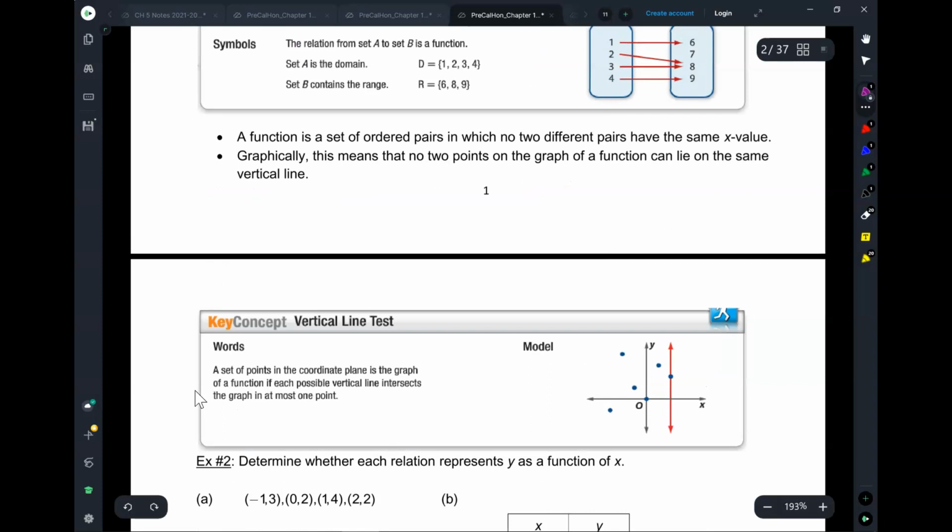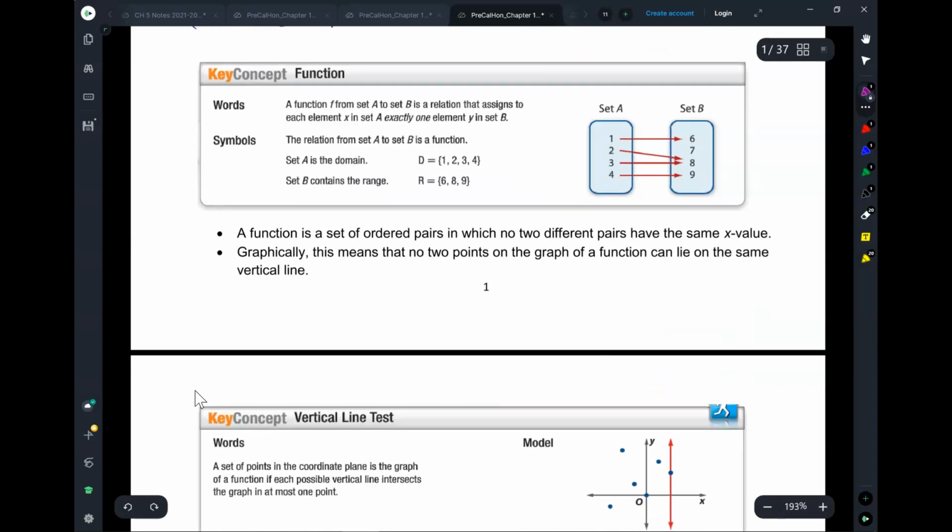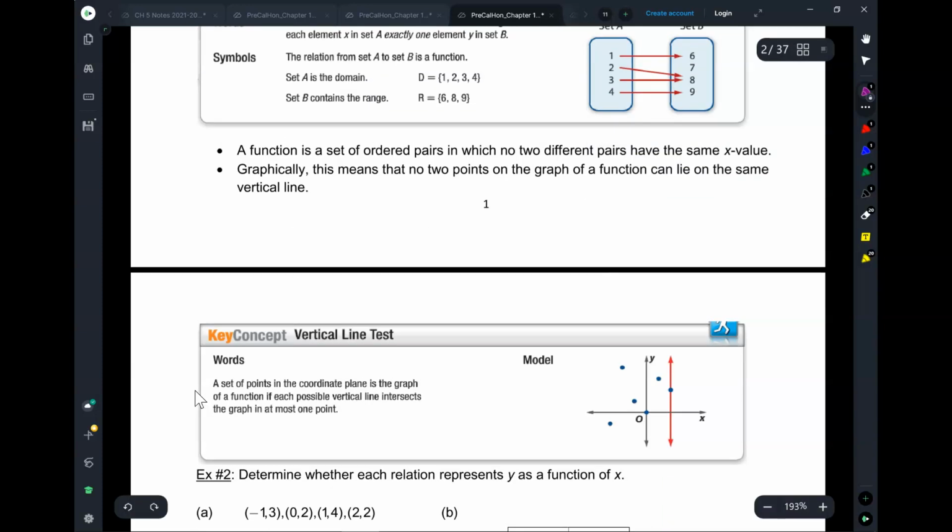Yeah. Okay, so let's talk about functions. Functions are basically like a mechanism that you give an input and it comes out as an output, right? And so it produces a set of ordered pairs, okay? For it to be a function, no two pairs should have the same x value, okay? So each x value should have a different y value.